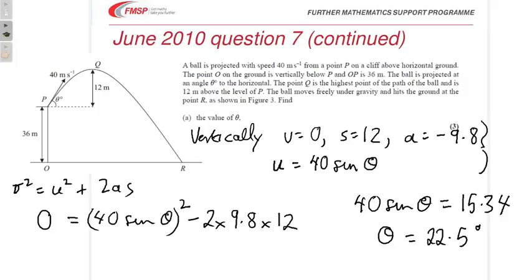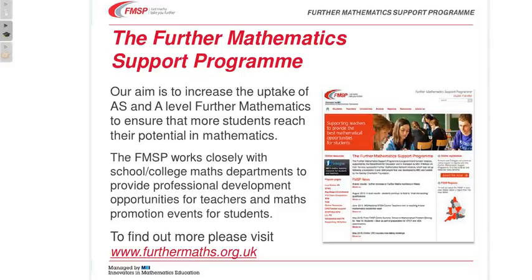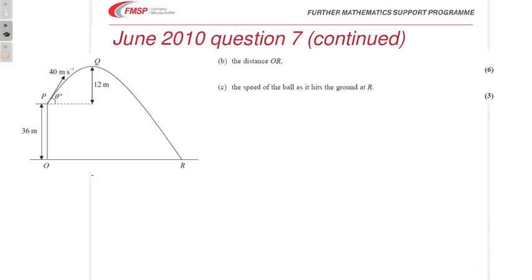Okay, let's go on with parts B and C. I've got them on the next page. Oh no, I haven't. I've gone too far. That's it. So now we want to find the distance OR, which is the distance travelled horizontally when it hits the ground after being thrown off a cliff.